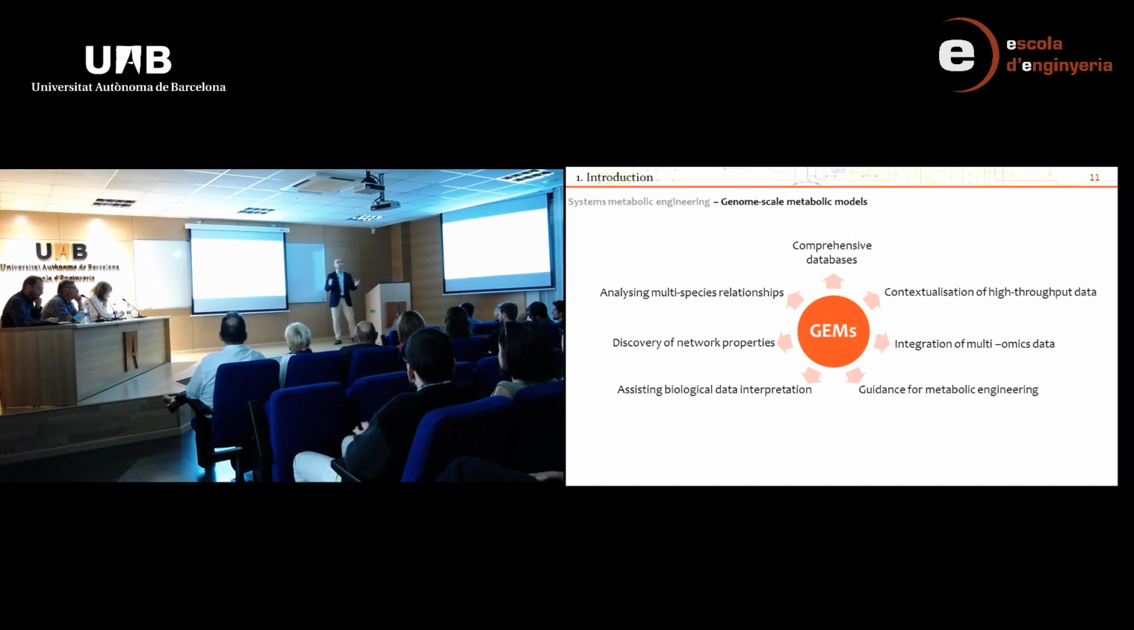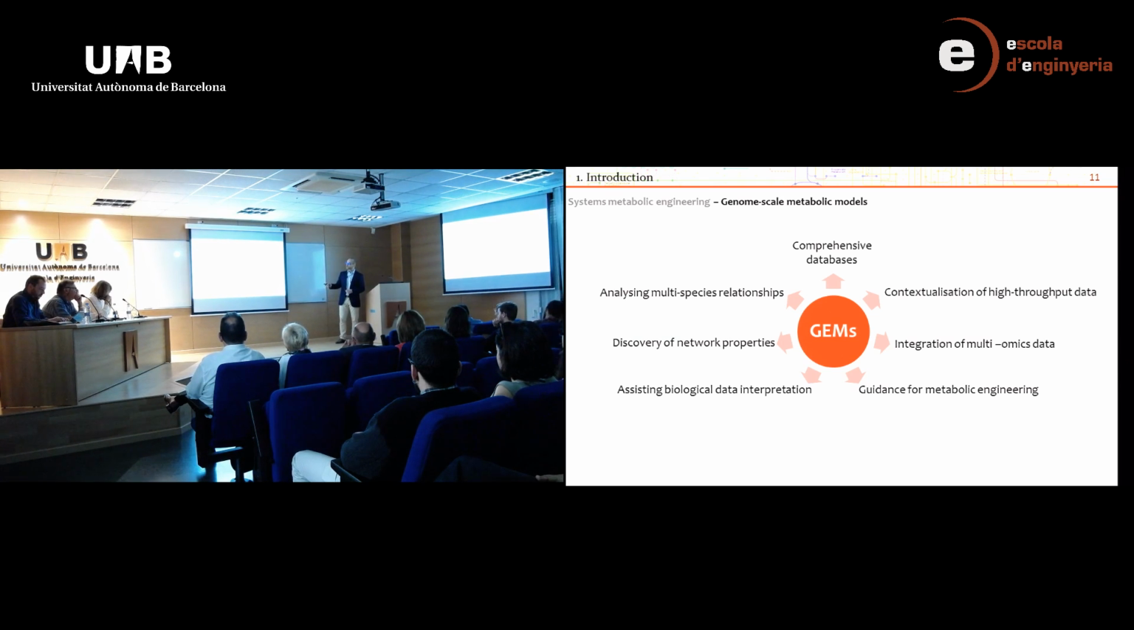But which are the main applications of genome scale metabolic models? So the most obvious maybe is that it is a huge database that contains genes, proteins, reactions, metabolites. In addition, we can use them for contextualizing high throughput data. For example, we have large amounts of information that maybe are meaningless for us, but putting this information on a map, maybe we can figure out what's going on with our data. In addition, it integrates multi-omics data, for example, from the genomics up to the fluxomics.